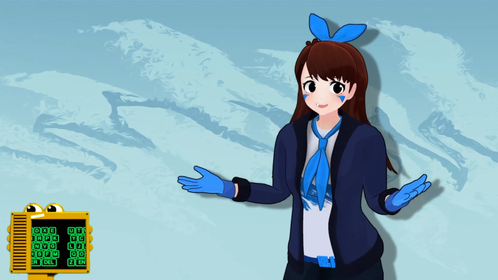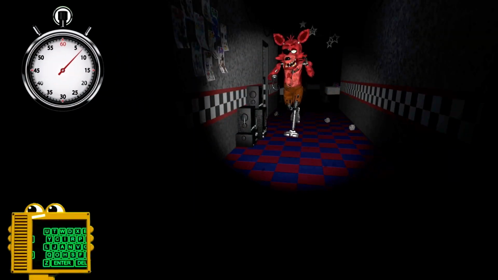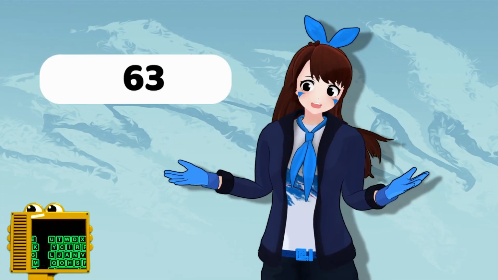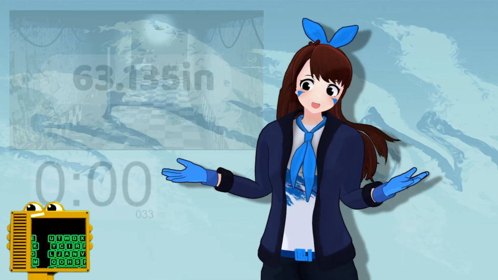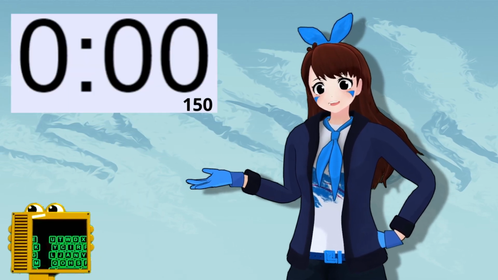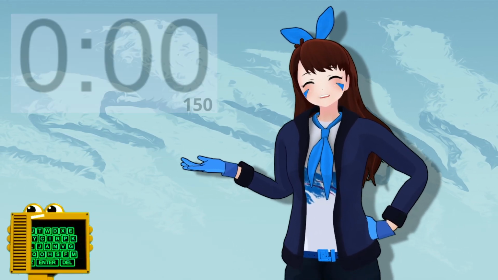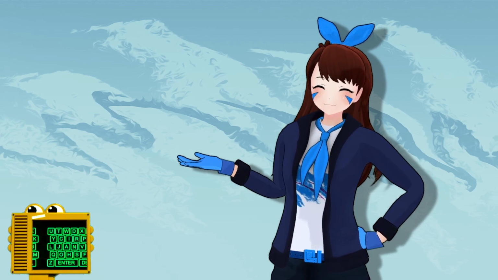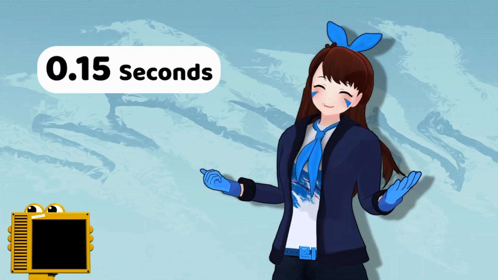Now that we finally have a set distance, we just need the amount of time it takes for Foxy to move that 63.135 inches. It's quite a short distance, so the time is very short as well. The time was 150 milliseconds, which when made into normal seconds is equal to a simple 0.15 seconds.